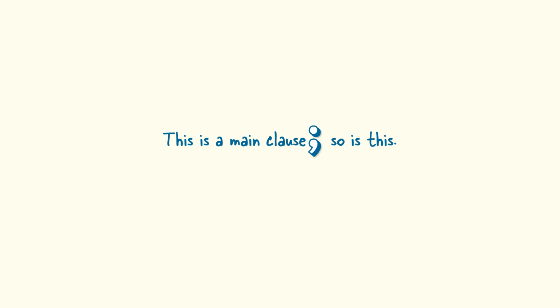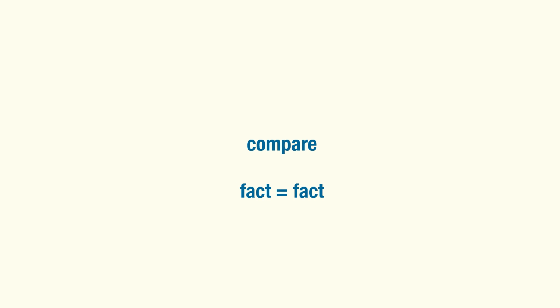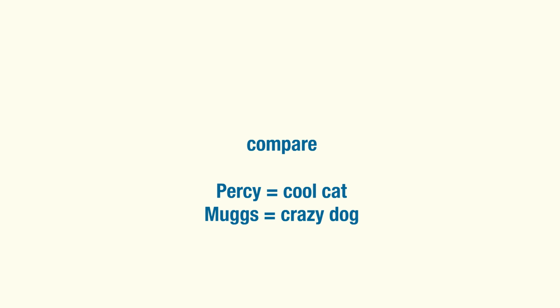You can. Why would I do that? You wouldn't, unless the sentences were closely related, and linking them helped to clarify your point. I'm not sure I follow you. Well, suppose I want to compare two ideas, or facts, or pets. My cool cat Percy and my crazy dog Muggs. Here's a great way to help your readers see what you mean.